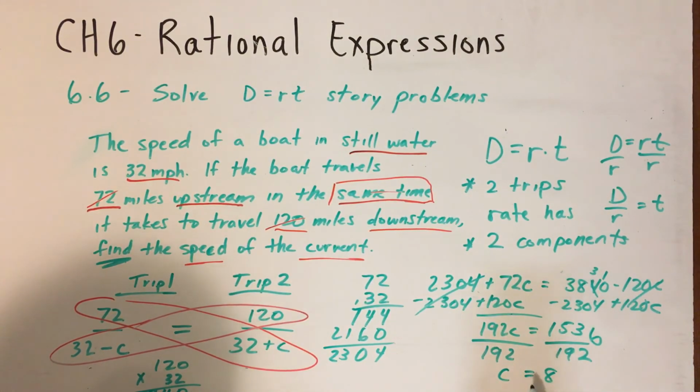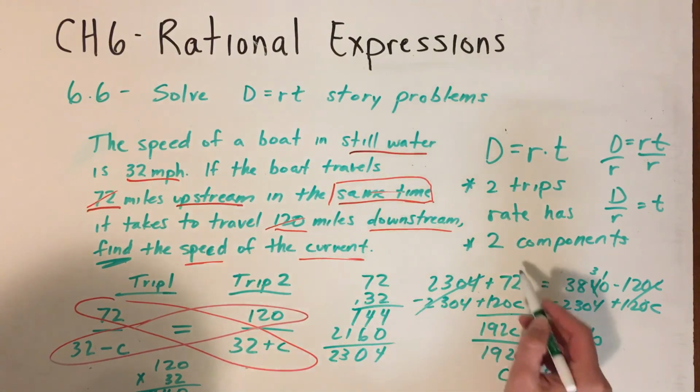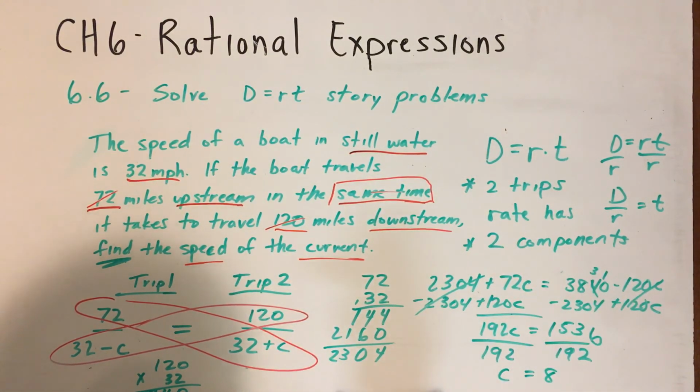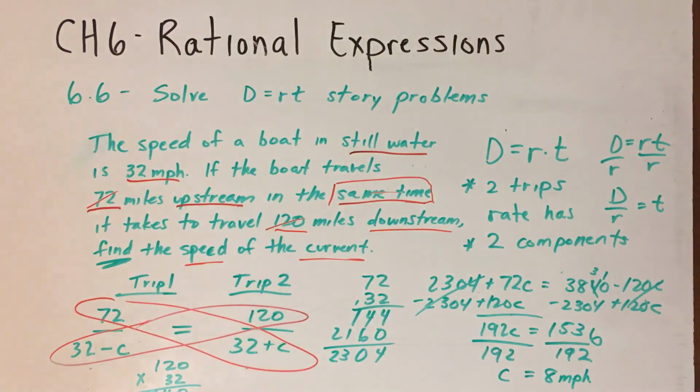So again, c represents this second component of my rate. I've got the speed of the boat and the speed of the current, and c represents the speed of the current in miles per hour. So that answers that question.